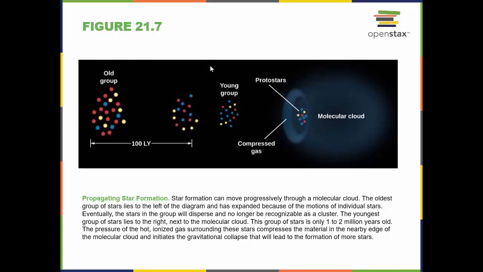The pressure from the hot ionized gas surrounding these stars compresses the material in the nearby edge of the molecular cloud, and it starts to initiate this gravitational collapse and will lead to the formation of the stars. So we see that we get gravity to start pulling things together, right? And we end up with these protostars, and now they have gravity, and they're located near these molecular clouds. And we see that we can get some compressed gas due to the surrounding stars, and these stars will become larger and larger as they pick up material.